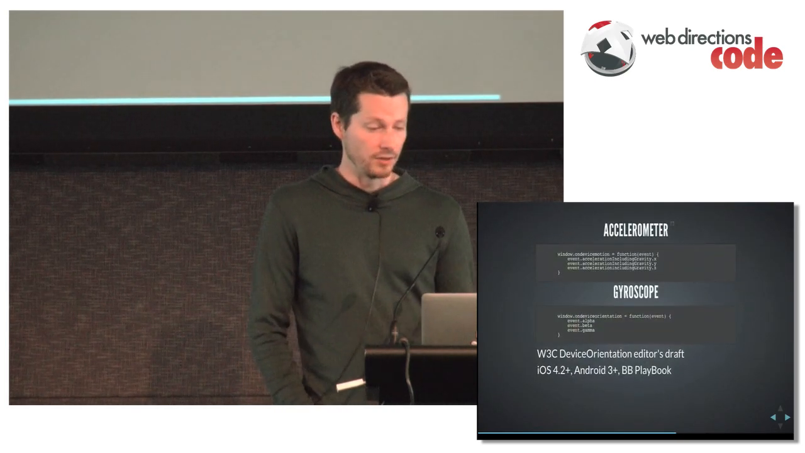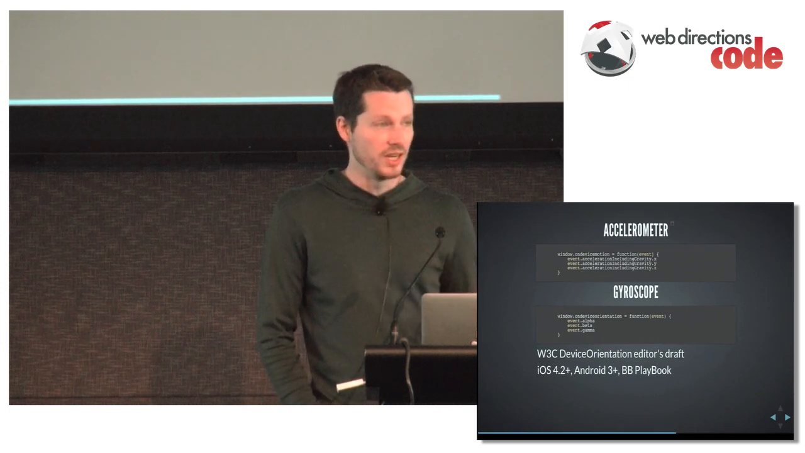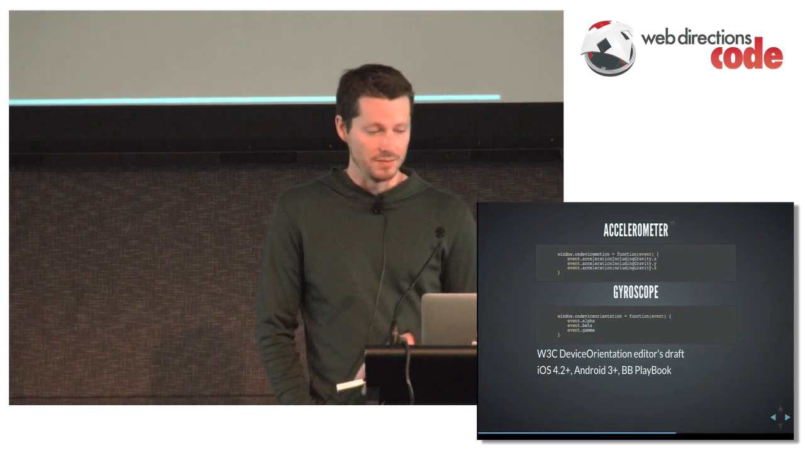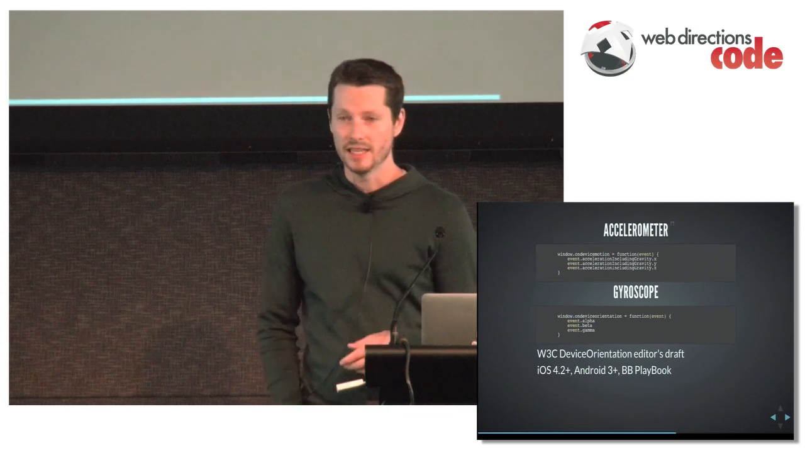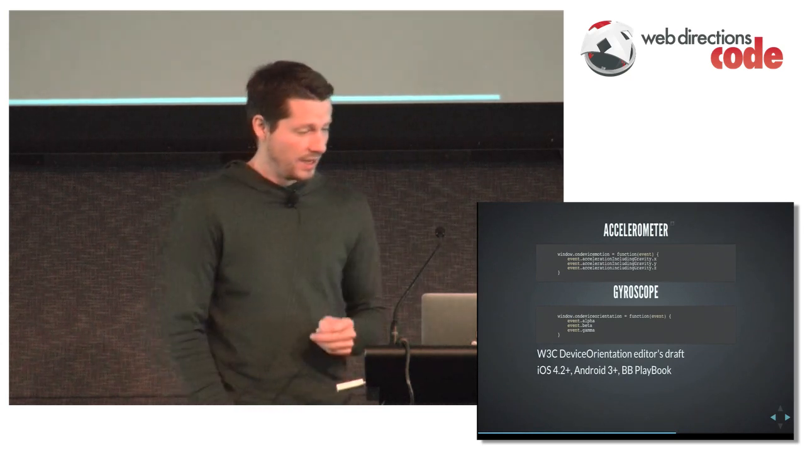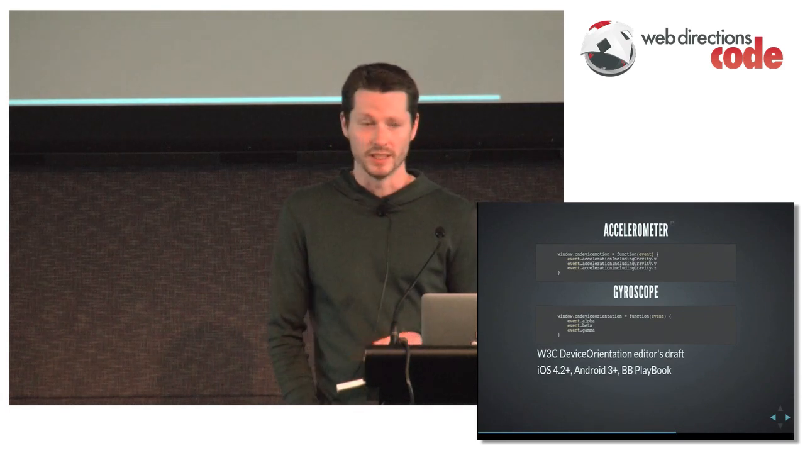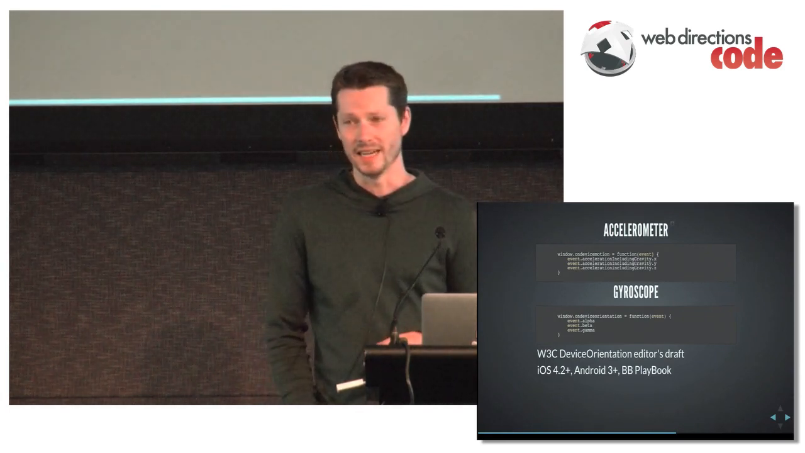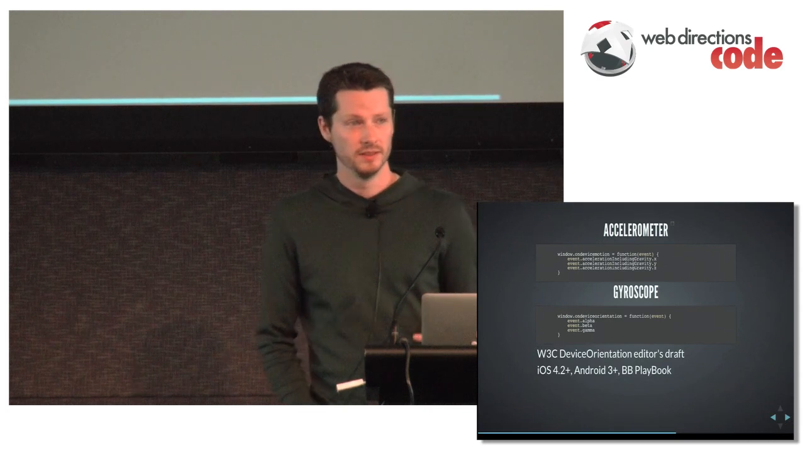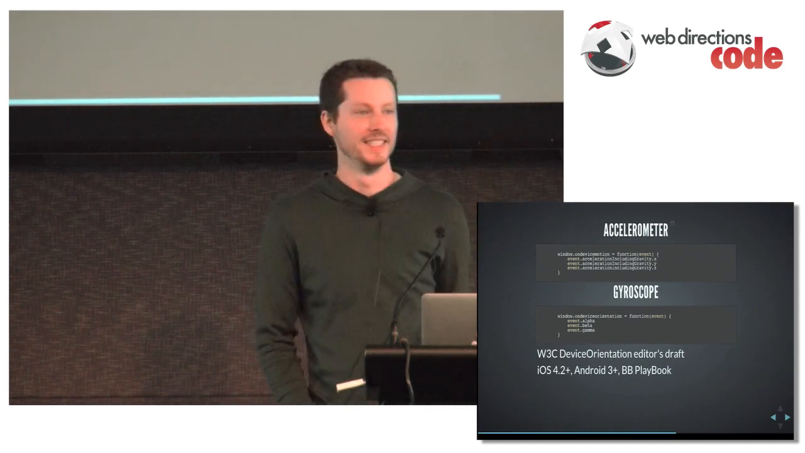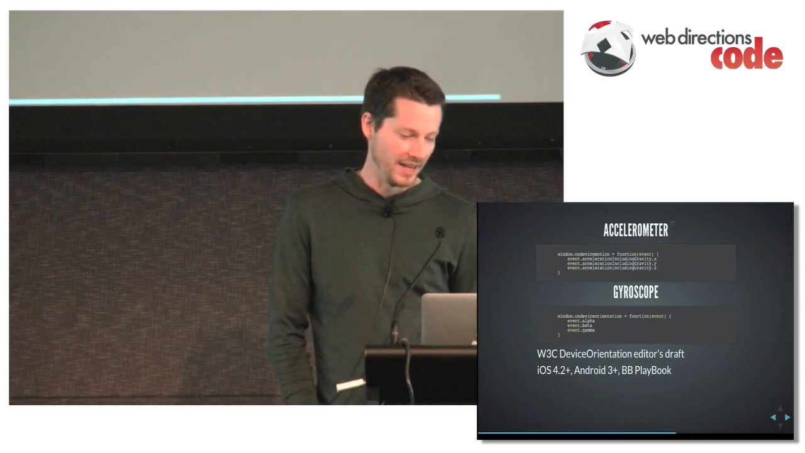Accelerometer, we have the window.onDeviceMotion event. I love the acceleration including gravity.x is a great property name. Almost as good as device orientation property names for your event, for your data, which are alpha, beta, and gamma. Who knows what those ones are? Anyone? No? Yeah. One person, excellent.